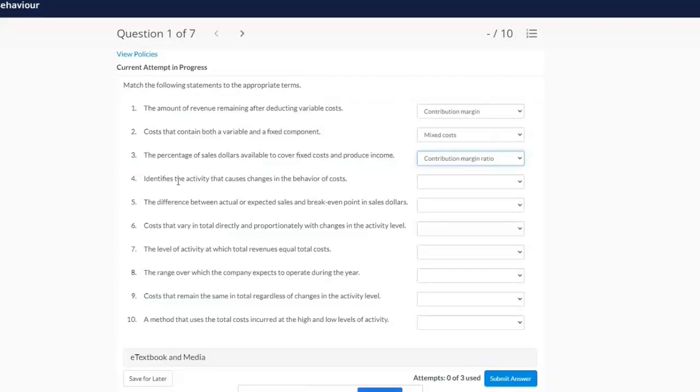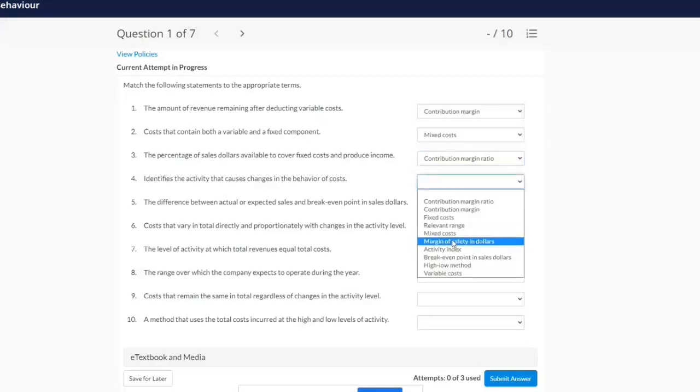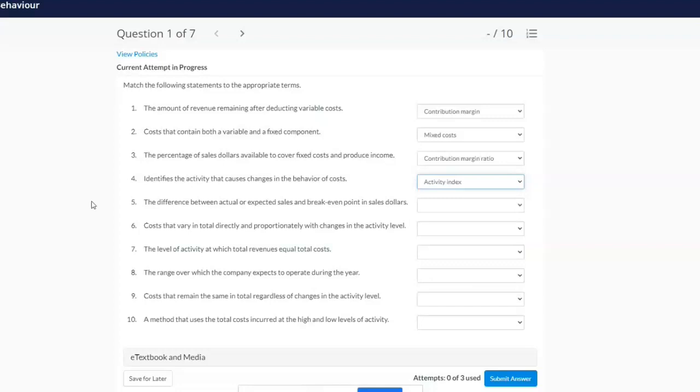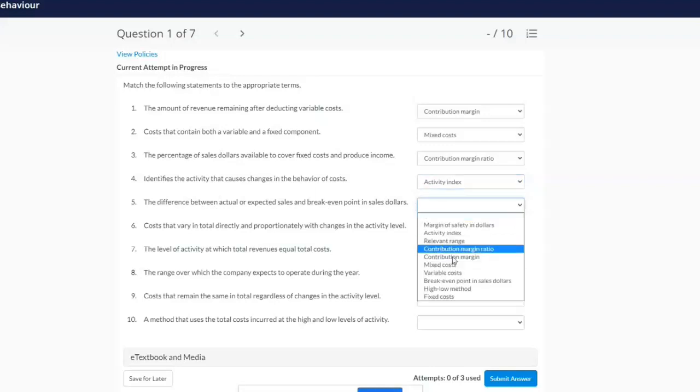Identifies the activity that causes changes in the behavior of cost. Activity index. Then, the difference between the actual and break-even sales. Number 5 is called margin of safety. We haven't taken that yet.